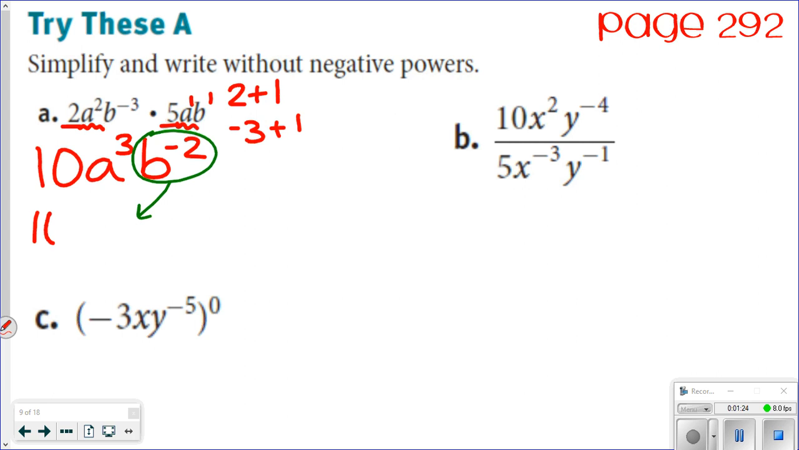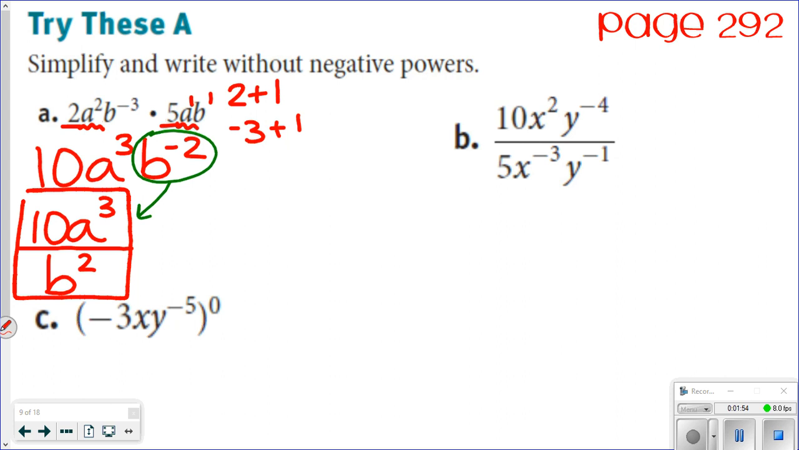So 10 has a positive exponent, so leave it where it's at. A cubed has a positive exponent, so leave it where it's at. Now I'm going to make a fraction, and in the denominator, we get B squared. So when I move it down to the bottom or into the basement, we turn it positive. And this would be our final answer here.